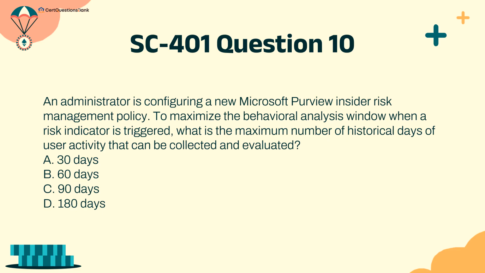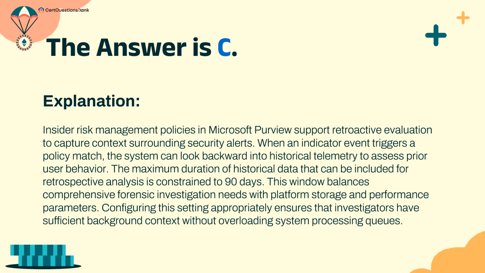An administrator is configuring a new Microsoft Purview Insider Risk Management policy. To maximize the behavioral analysis window when a risk indicator is triggered, what is the maximum number of historical days of user activity that can be collected and evaluated? A. 30 days. B. 60 days. C. 90 days. D. 180 days. The answer is C.